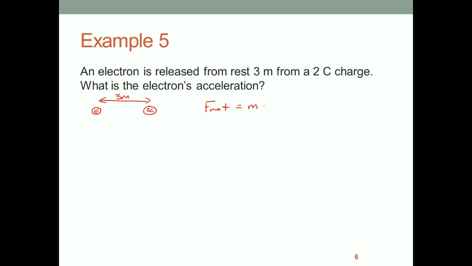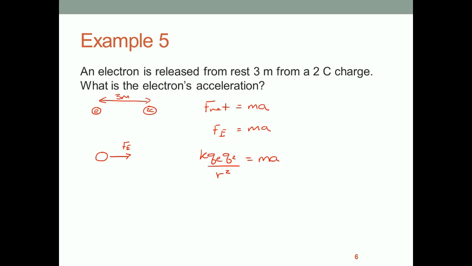We know that the net force equals the mass times the acceleration. That's Newton's second law. We learned it last week. And if we look at the electron's free body diagram, ignoring everything else, the only force on it is the electric force. So the electric force is what's causing our net force. So that's K times the charge of the electron times the 2 coulomb charge divided by R squared equals MA.